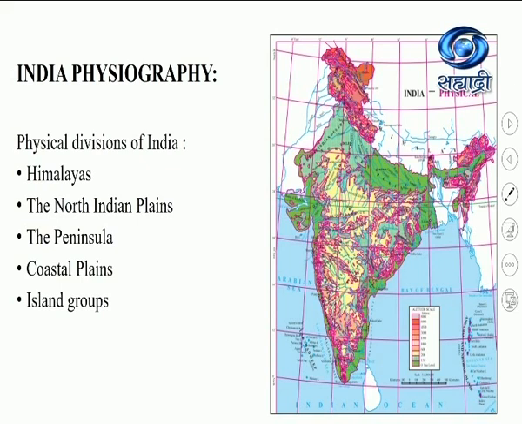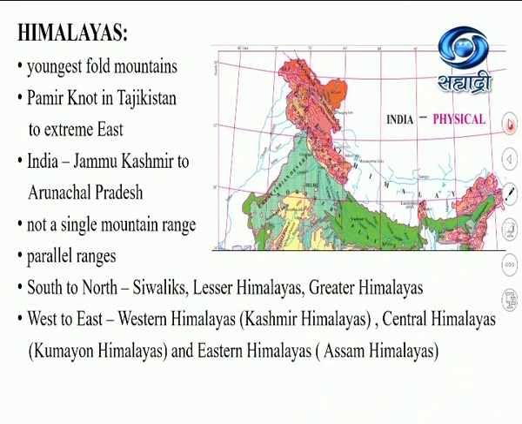Accordingly, if you see this image, you will find that there are various color schemes which are given. Somewhere it is brownish or red, somewhere it is green, somewhere it is yellow, but obviously the water bodies are shown in blue color. So according to the color scheme, we can find out various physiographic divisions in India. So let's begin with the Himalayas.